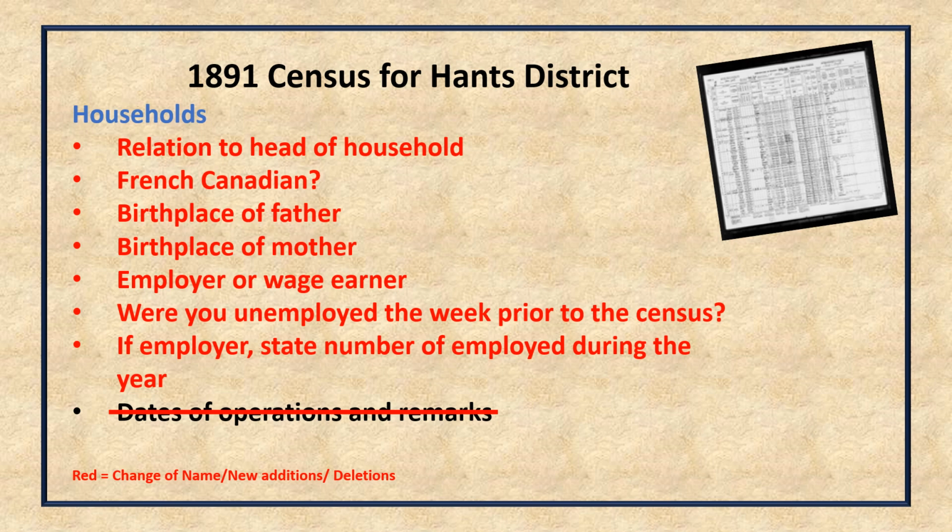Relationship is important, as we will note the presence of grandparents or other relatives beneath the names of children of the head, servants, or lodgers. No more questions about surgeries. A new section is added in 1891 pertaining to employment. Is the person an employer or wage earner? If employer, what is the average number of hands employed during the previous year? Was the wage earner unemployed during the week prior to the census?